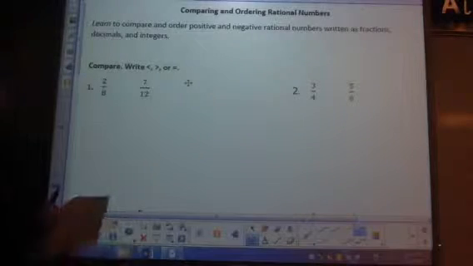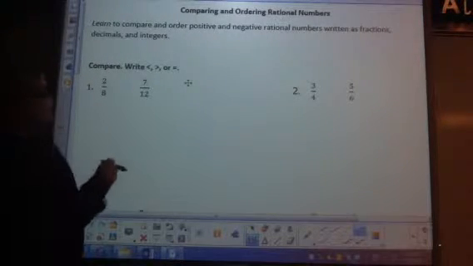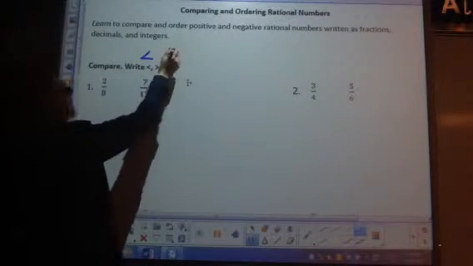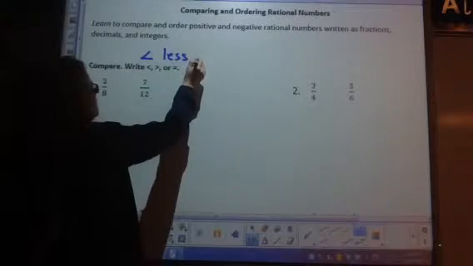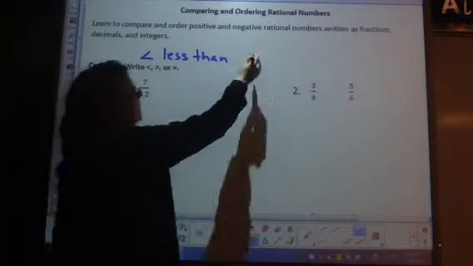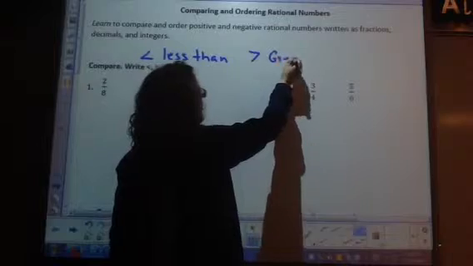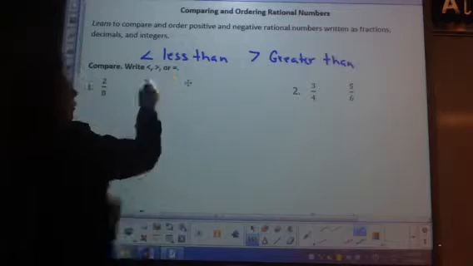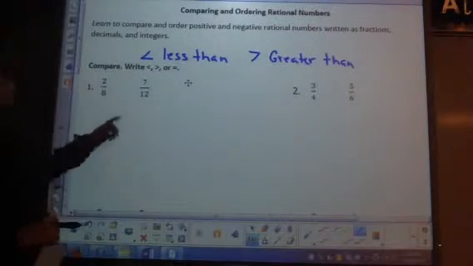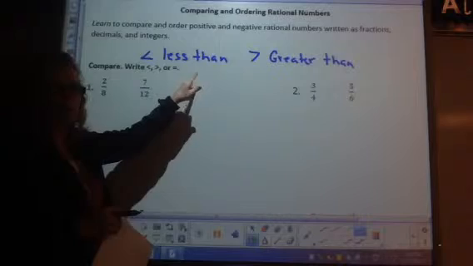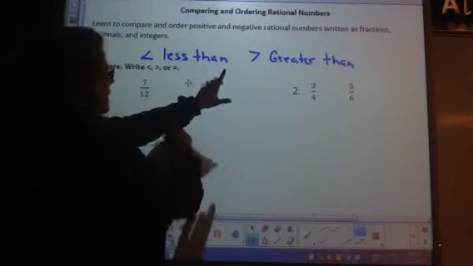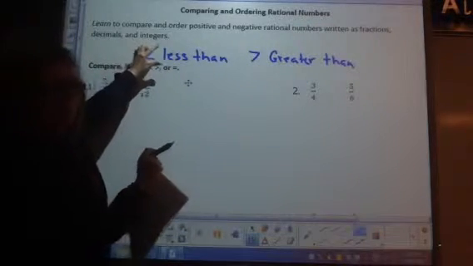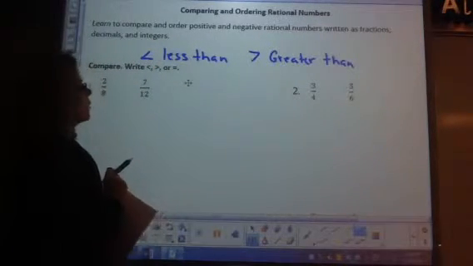Okay, so let's look at this first one. When we look at our inequality symbols here, this means less than, this means greater than. And then you should know that that is your equal symbol, okay? Now, some students will get confused on which one the less than symbol is. So, if you hold up your left hand, it starts with an L, and it looks like the less than symbol. So that might help you from getting confused with your inequality symbols.